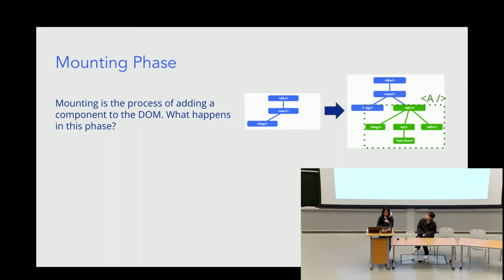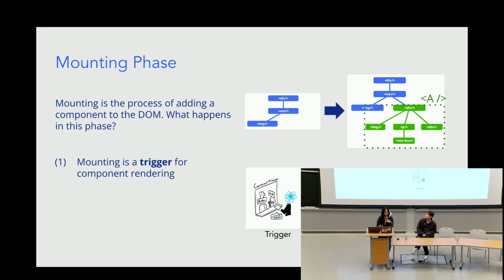So what is the mounting phase? It's the process of adding a component to the DOM. It's the first time that a component is called, and when this happens, it's the initial addition to the DOM. And what specifically happens during this phase, what steps occur? The first one is the trigger. Recall that there are multiple kinds of trigger, but in the mounting phase specifically, it's just when the component is first called. And then second, it's a trigger for the render step.